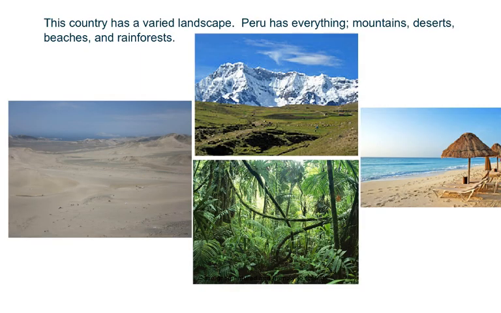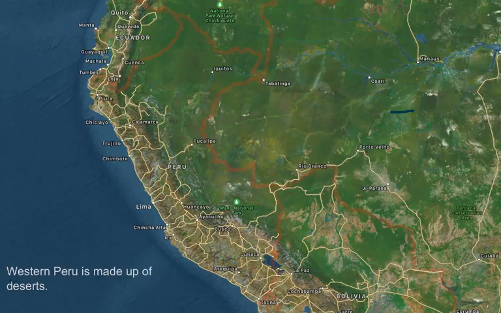Now, this country has a varied landscape. Peru has everything that you can think of. It has mountains, it has deserts, it has beaches, and it has rainforest. Speaking of the mountains, they have some of the world's tallest mountains. Deserts, they have some of the world's driest deserts. Beaches, they have some of the more popular tourist destinations. And then the rainforest is home to a huge chunk of the Amazon rainforest, which is pretty fun.